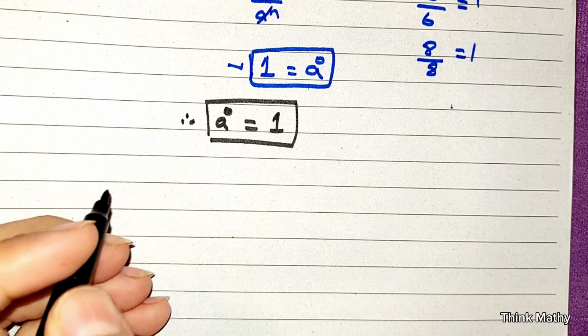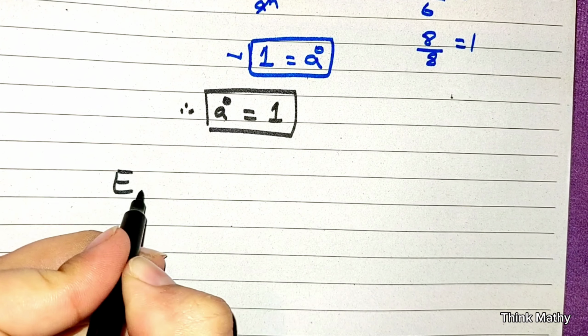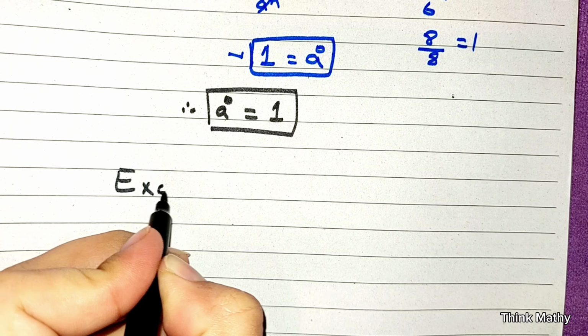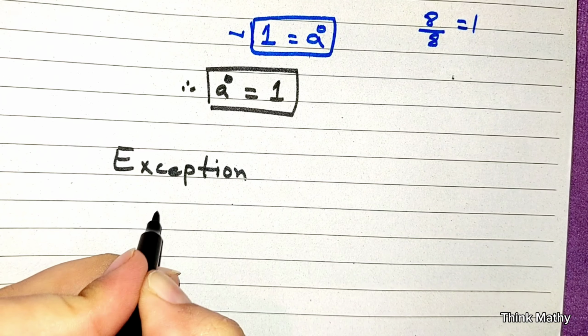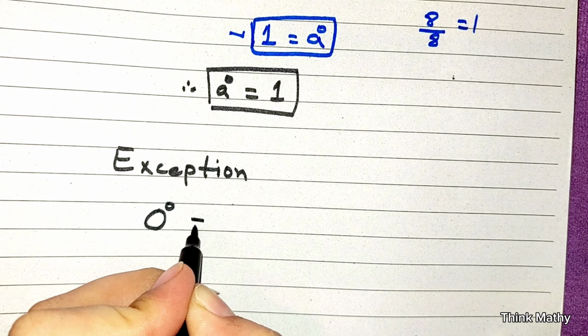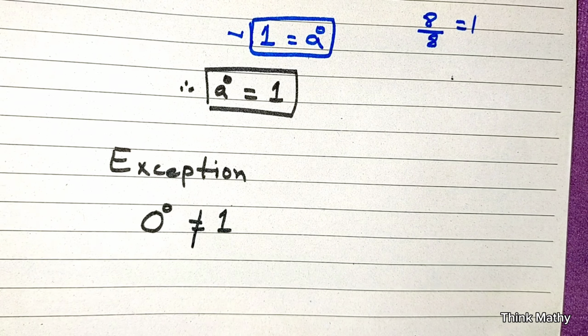But there is some exception, and what is the exception here? This is really important, so pay attention to this one. What is the exception here? 0 to the power of 0 is not equal to 1. Why?